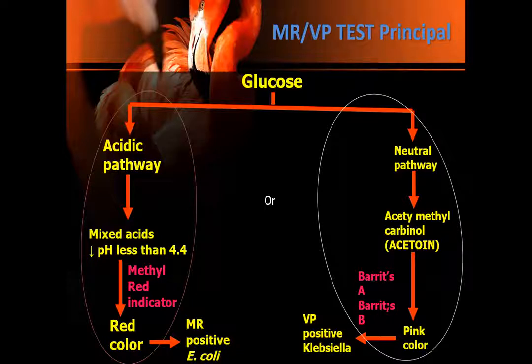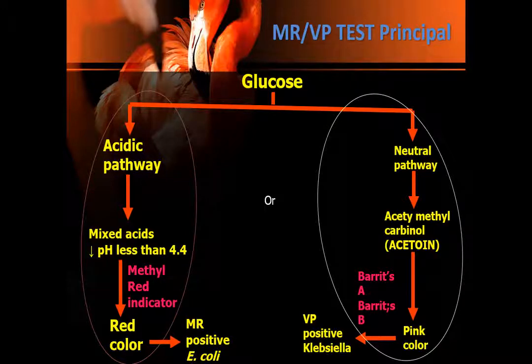Okay, so when the color of the methyl red indicator changes due to pH, then we can say the organism is MR positive. E. coli is MR positive. On the other hand, if glucose breakdown occurs through the neutral pathway by the bacteria, then acetyl methyl carbinol is produced, which forms a pink color. Then we say VP positive, Klebsiella. So MR and VP are two tests.